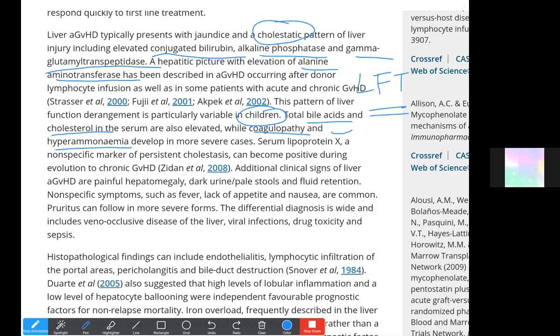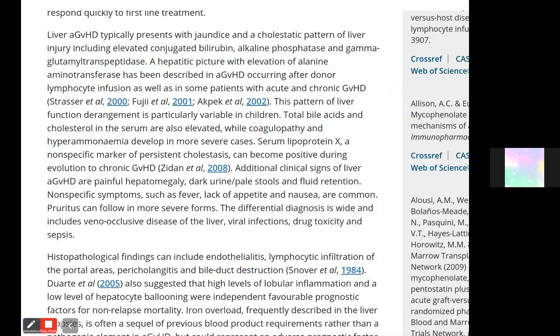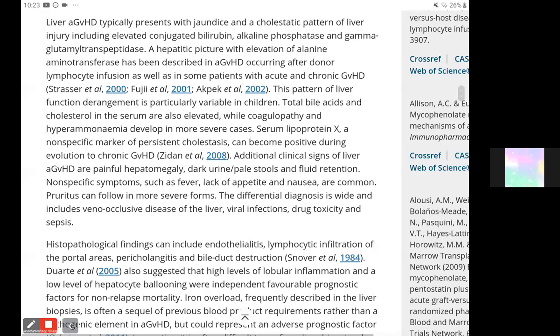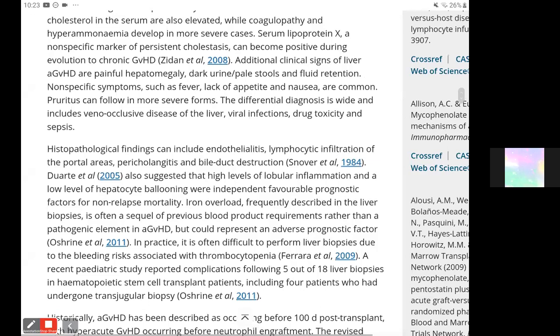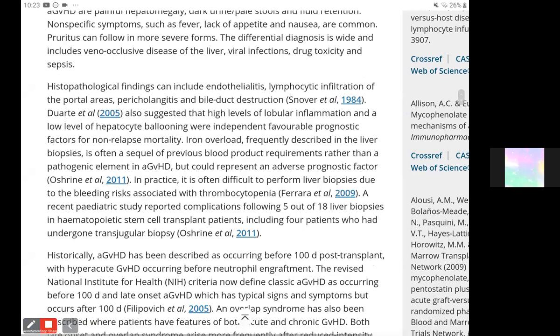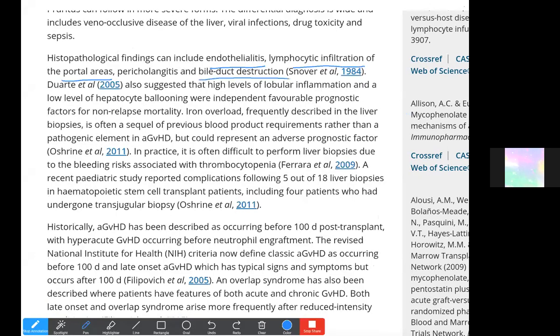These all, however, suggest some sort of liver involvement. So the differential diagnosis here is wide, and could include veno-occlusive disease of the liver, viral disease, drug toxicity, and sepsis. The histological findings can include endotheliitis with lymphocytic infiltration of the portal areas. So basically, it's the portal areas and the bile duct wall which will show destruction. There is bile duct destruction with pericholangitis, and the lymphocytes will infiltrate the portal areas.